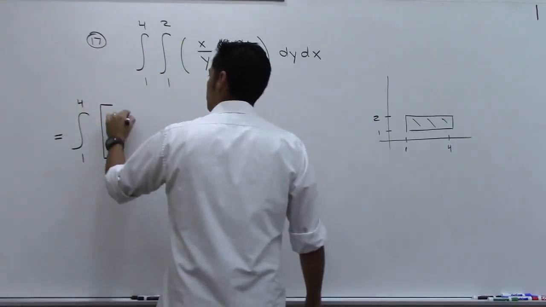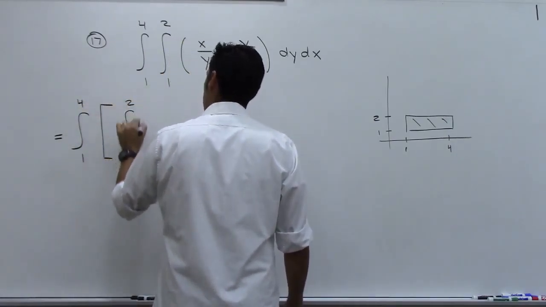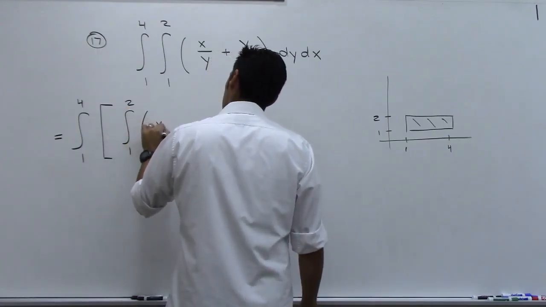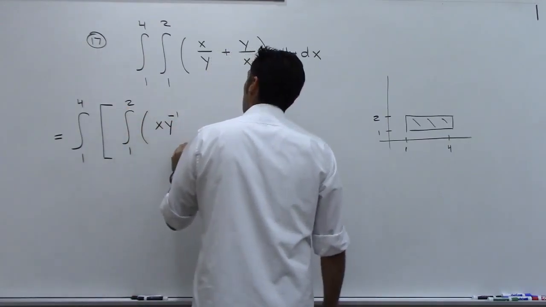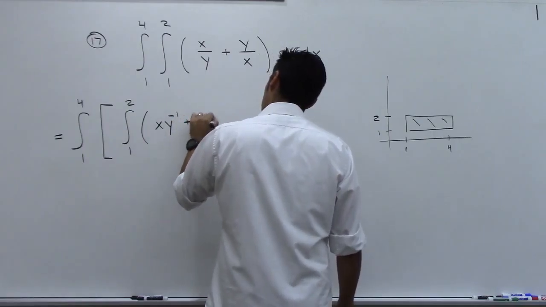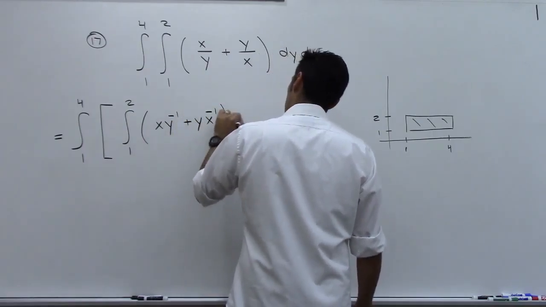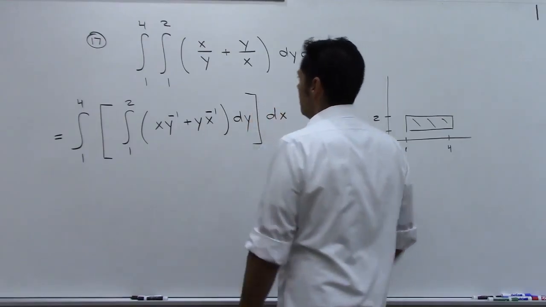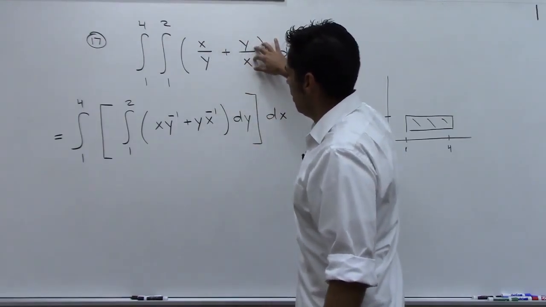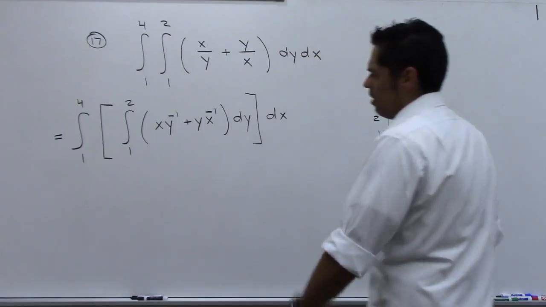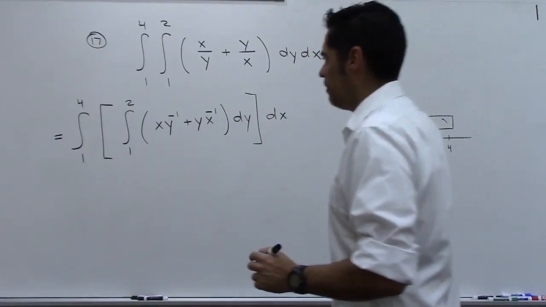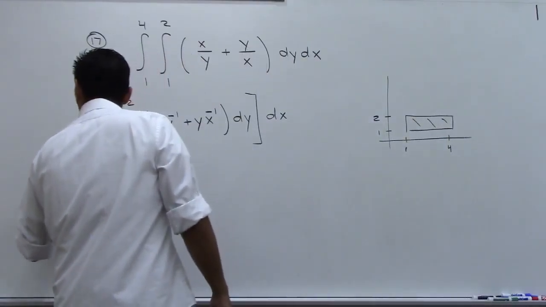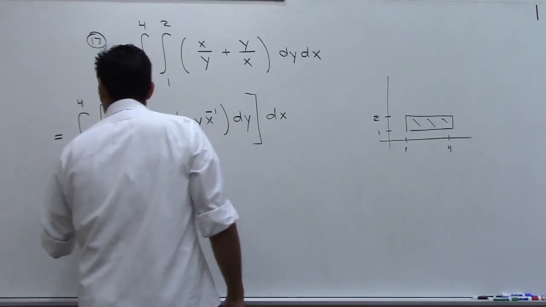Now, before I actually do the integration, I think I'll rewrite this as x times y to the negative 1 plus y times x to the negative 1 dy dx. So all I did was rewrite this, brought the y up, brought the x up. That'll help me a little bit with the antiderivative. So this will be equal to the integral from 1 to 4.